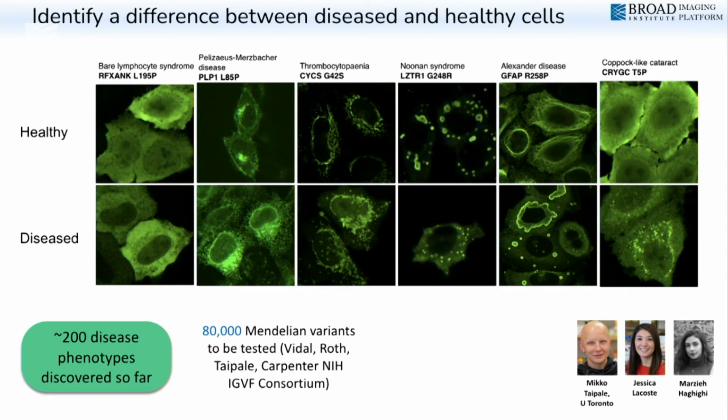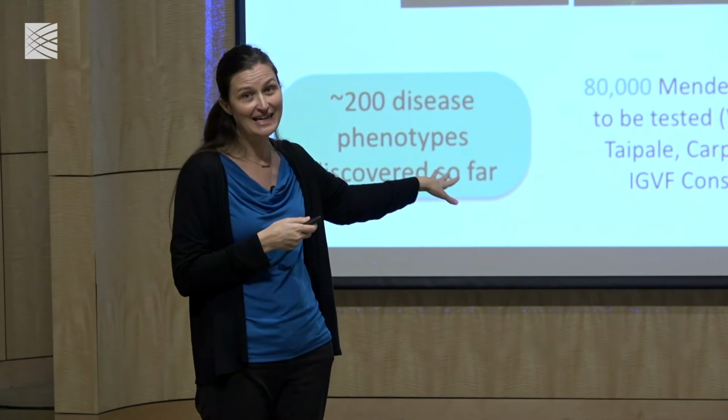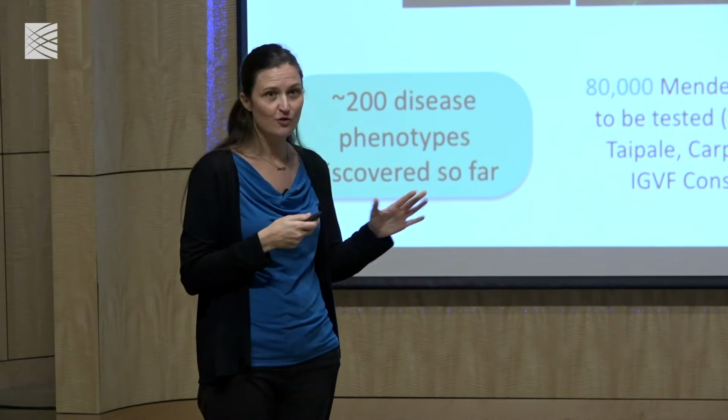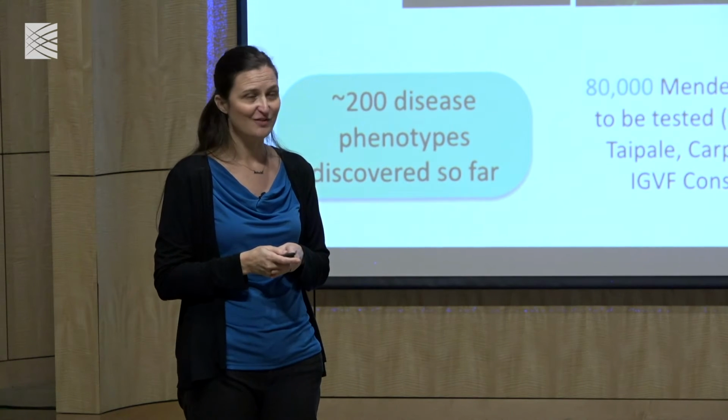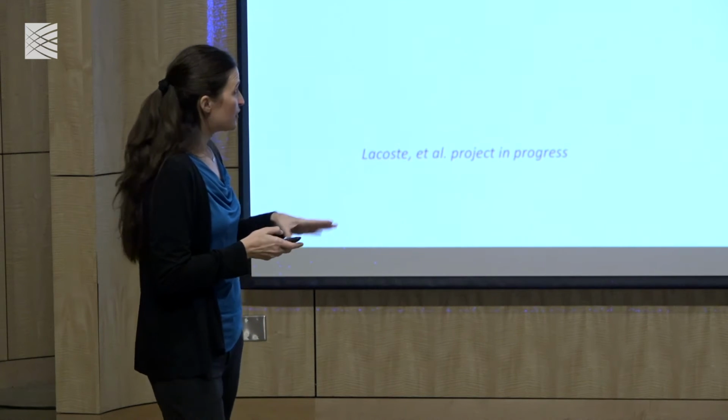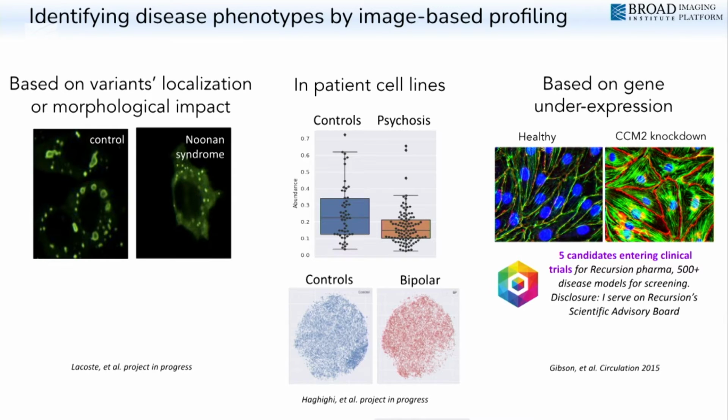So that pooled kind of screening is the next step that we're hoping to take to overcome this bottleneck that we're making. We have 200 phenotypes now, but once we analyze these 80,000, we'll have on the order of 4,000 or 5,000 to analyze in that kind of a way. So I described there are many ways to identify disease phenotypes using image-based profiling. I described this one here using variant localization. We've also done an experiment using patient cell lines for patients who have different mental conditions, identifying the morphological changes that are associated with psychosis, and really excited to turn that to the next step of doing drug screening.